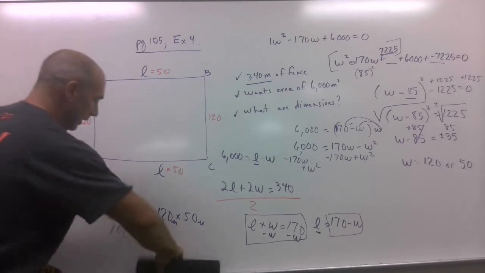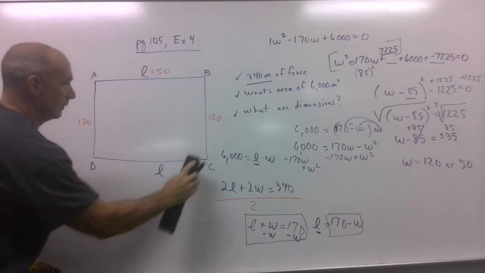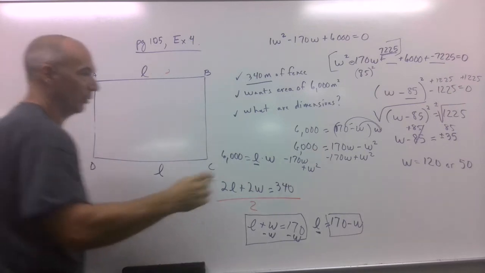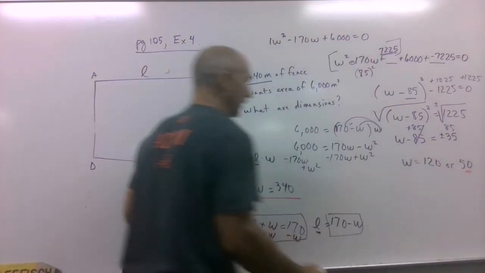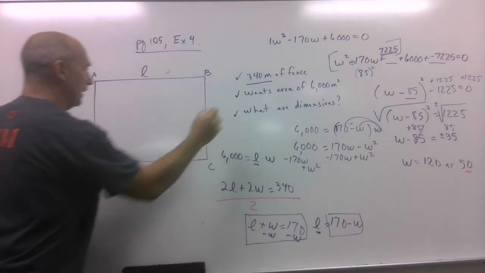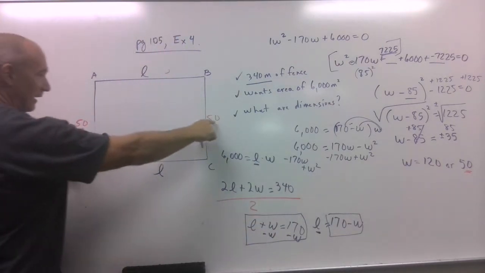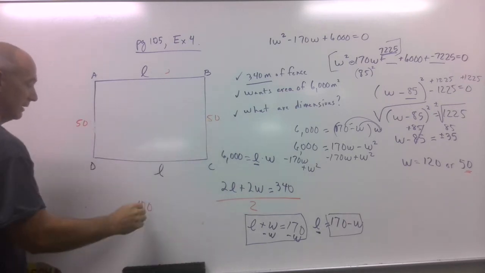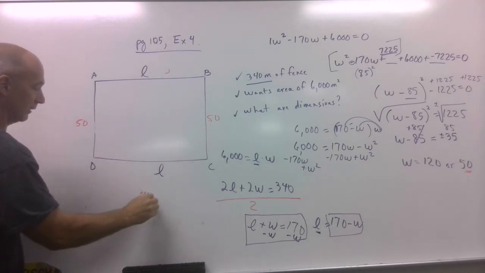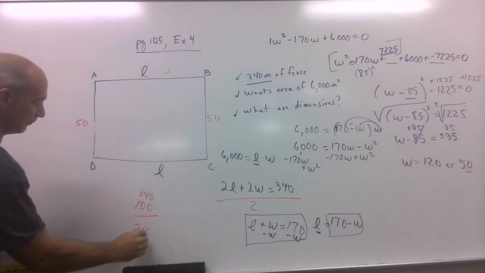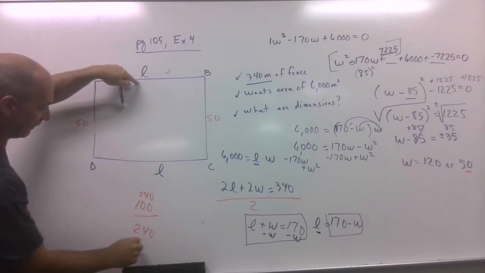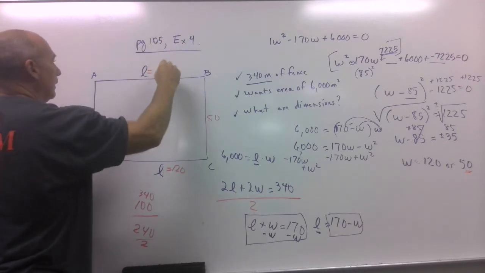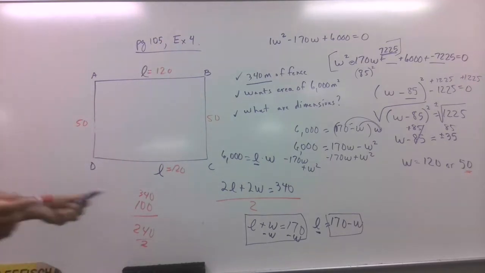Okay, but wait a minute. What if I looked at the other piece of information that it gave me, that my width could be 50? Well, if that's 50 and that's 50, you can see that now I have 100 meters of fencing that I've used between the widths, and I have a total of 340 meters of fencing. That's 240 to share between the two lengths. If I cut that in half, that'd be 120, and that'd be 120. So in a sense, it just gives us the same dimensions.